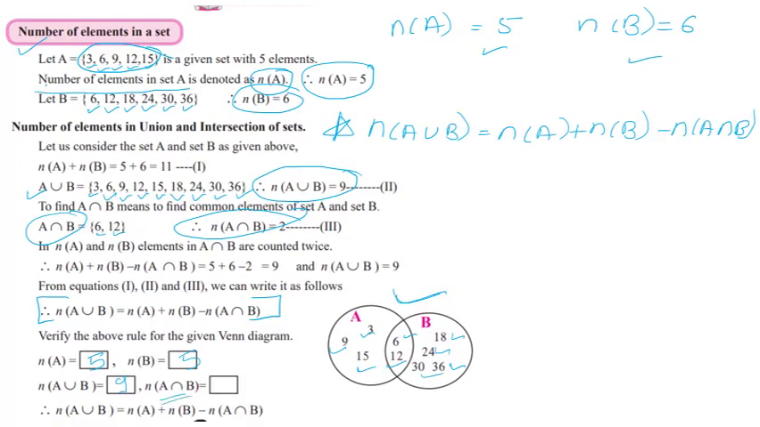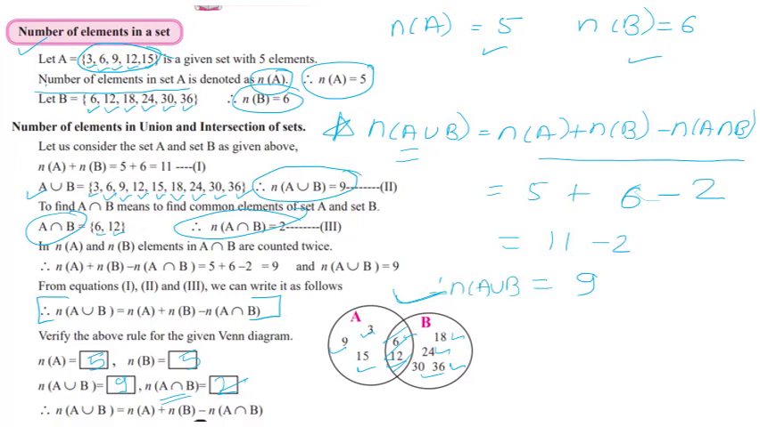And A intersection B means this portion. This A intersection B contains 2 elements. Now see the verification of this formula. This is the LHS and this is the RHS. Now we will substitute the values in the RHS. n of A is 5, n of B is 6, and n of A intersection B is 2. 5 plus 6, 11, minus 2. How much? 9. Therefore n of A union B equals 9, and this is correct.